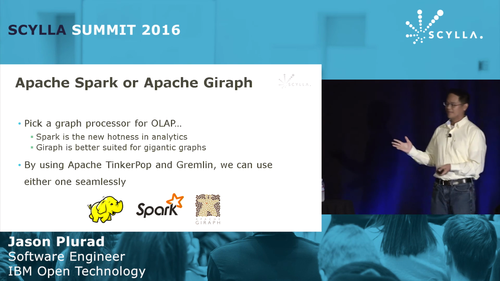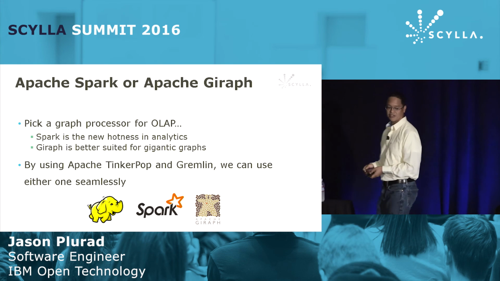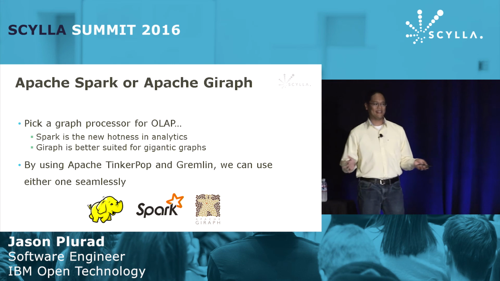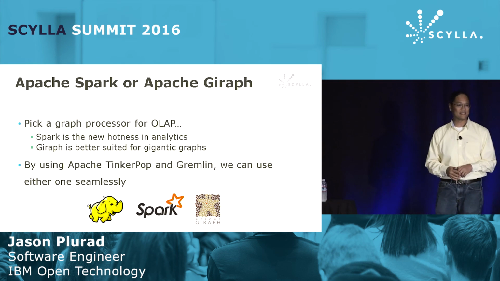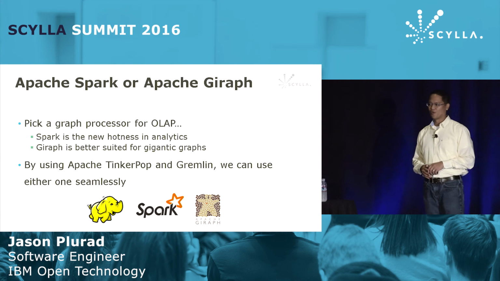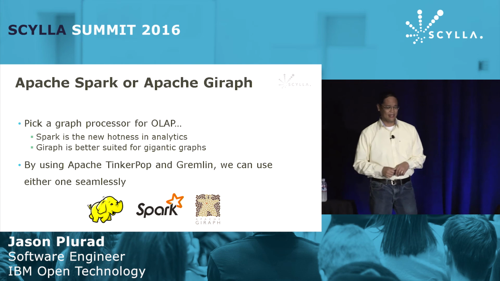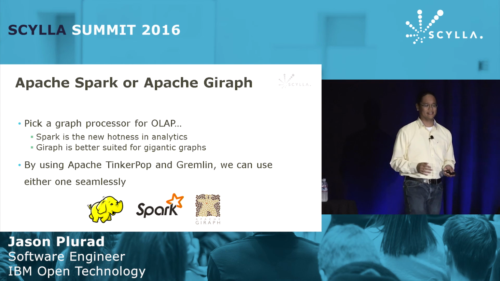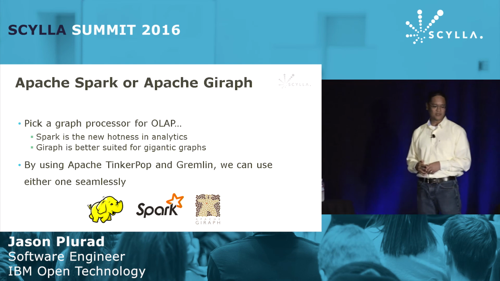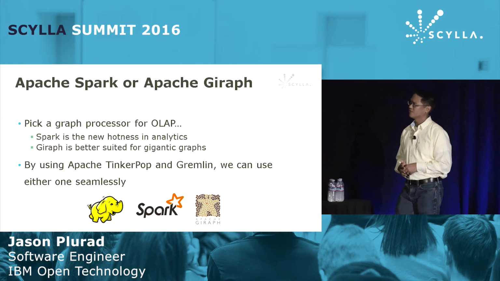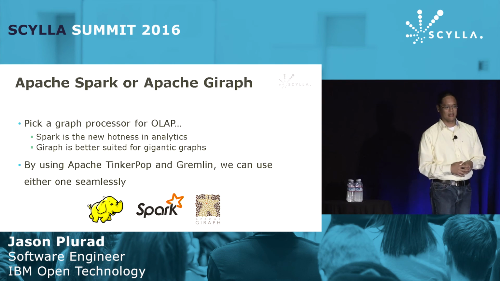So for OLAP, as I mentioned, out of the box we give you a Spark graph computer and a Giraph graph computer. Apache Spark, as you're probably aware, is one of the most popular Apache projects out there. I think I saw recently that 40% of the contributions at the ASF are going specifically to Spark. And for good reason. With its in-memory processing, it's fast. I mean, it's basically Hadoop 2. And it works out really well for whole graph analytics.